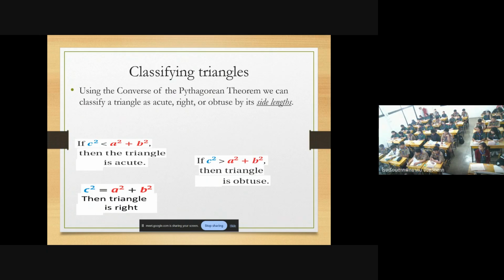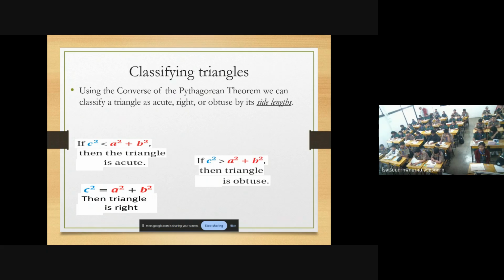Okay, so we have a converse. As you can see, c squared is less than a squared plus b squared. So if the longest side squared is less than the legs squared, we call it an acute triangle. Repeat after me: acute. So that is an acute triangle if we have less than. Now, if we have equal, that is a right triangle. We already know this.